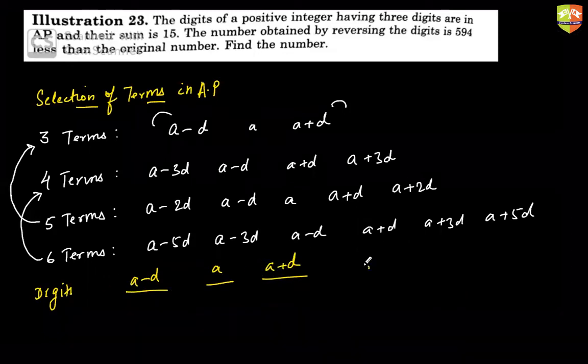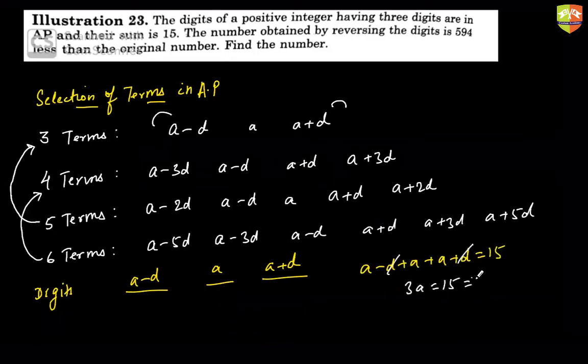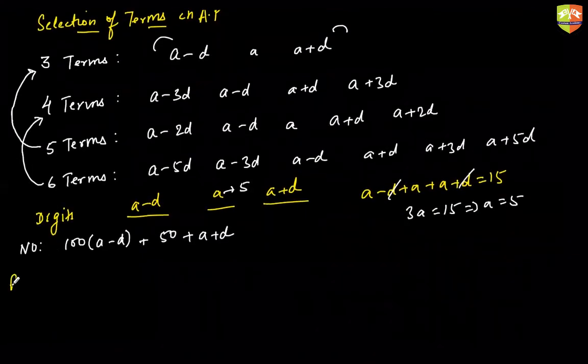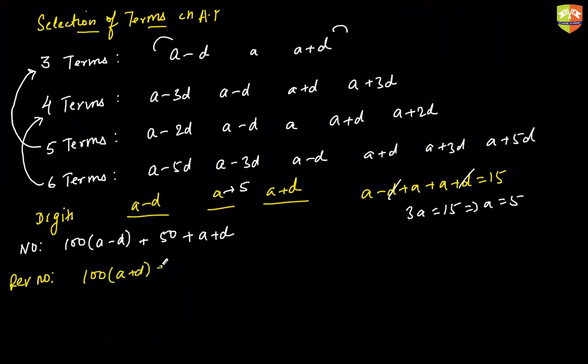Now the first information is that their sum is equal to 15. Correct? Which means 3A is equal to 15, which means A is equal to 5. So the middle term is 5 for sure. Now, what is the number itself? The number itself is 100 (A minus D) plus 5 into 10, that is 50, plus (A plus D), right? If you reverse this number, it will become 100 (A plus D) plus 50 plus (A minus D).